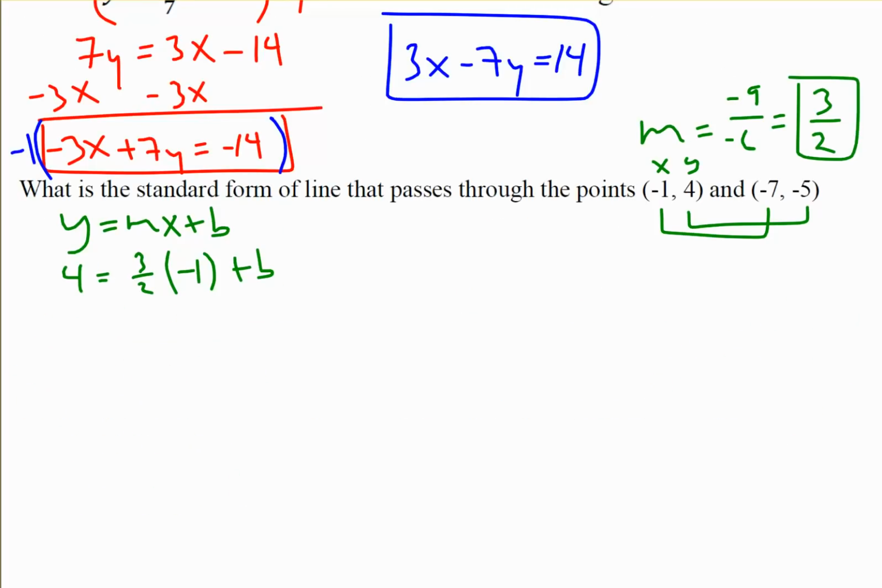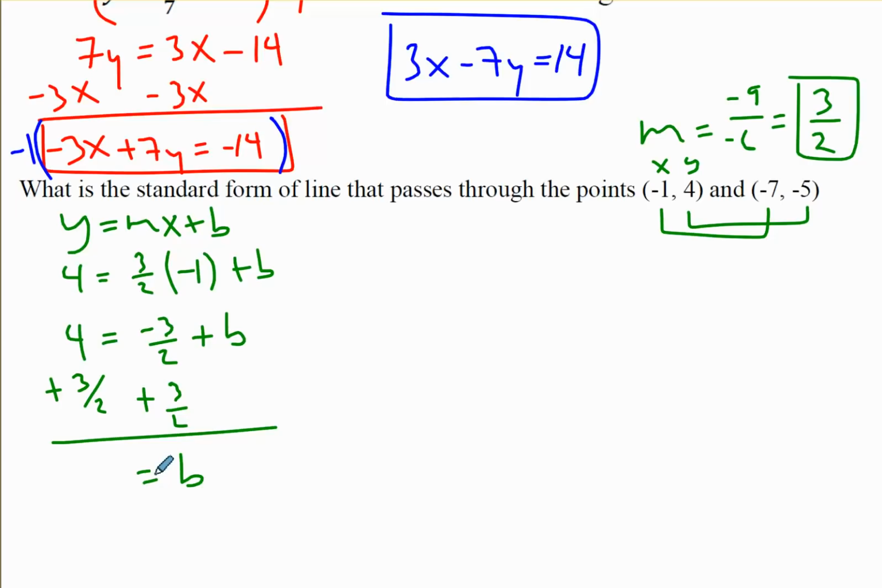We will continue on from here. So 3 halves times -1 is -3 halves, so 4 equals -3 halves plus b. We'll add 3 halves to both sides. And we get b equals, now a little side problem here. What's 4 plus 3 halves?